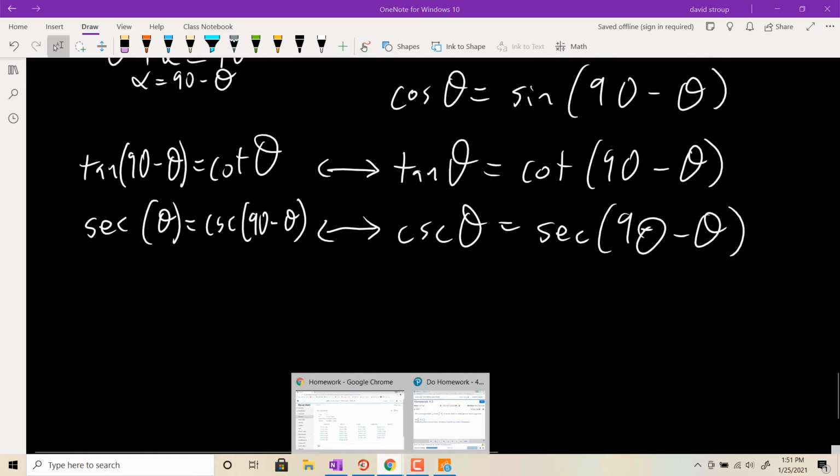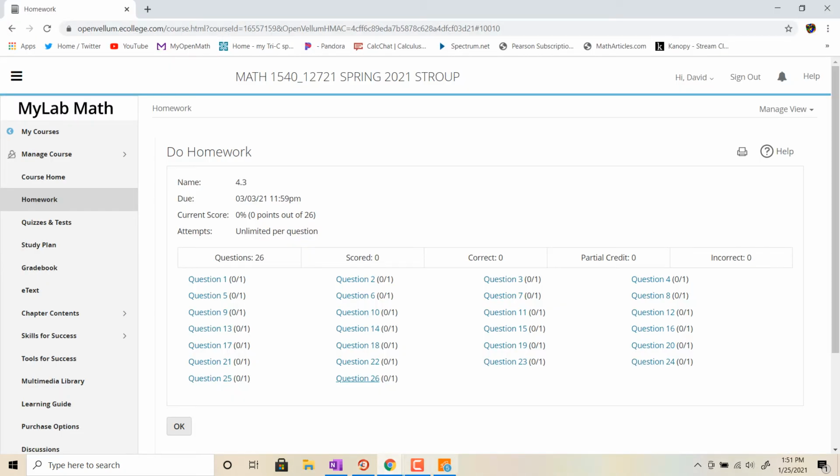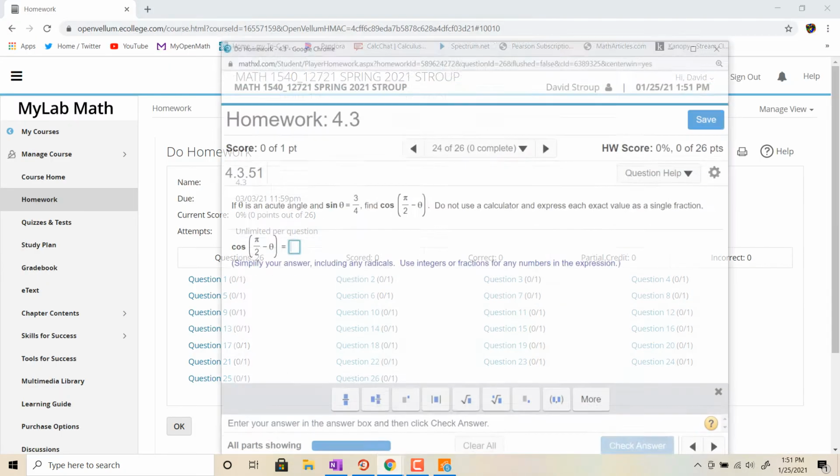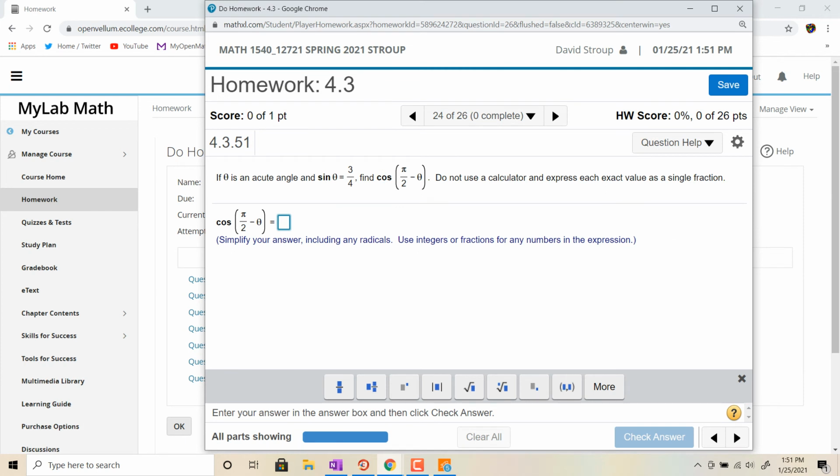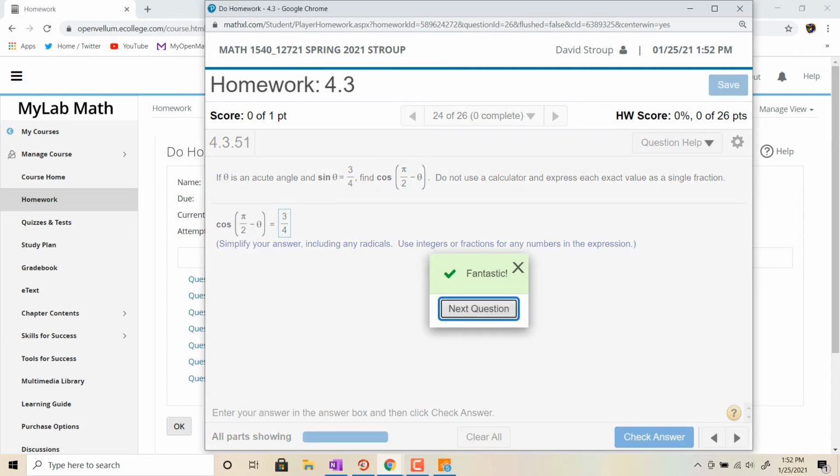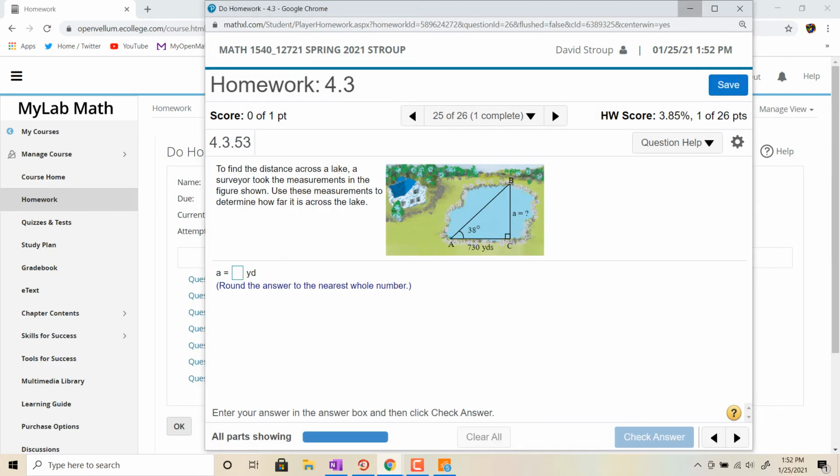I know they're in the homework. If you look in the homework, let's see if I have one set up for us already. Yeah, sure. So if the sine of theta is 3 over 4, find the cosine of pi over 2 minus theta. So pi over 2 is 90 degrees minus theta. Those should be the same, right? So you should just be able to write 3/4 in there and be done with it. Yeah. Okay.